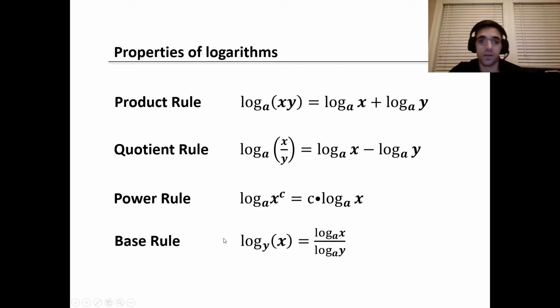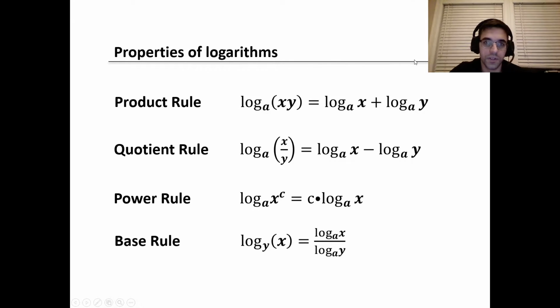So the product rule is log base a of x times y. We can split that up to be log base a of x plus log base a of y. The quotient rule is log base a of x divided by y, and that is equal to log base a of x minus log base a of y. The power rule is log base a of x to the power of c, and that's equal to c times log base a of x. And the base rule is log base y of x is equal to log base a of x over log base a of y. So let's talk about each of these a little bit and then we'll move on.